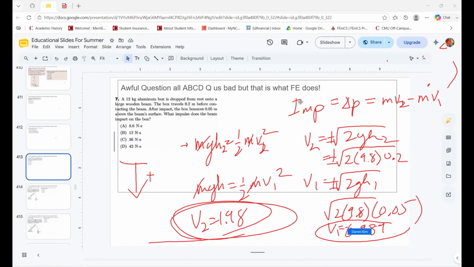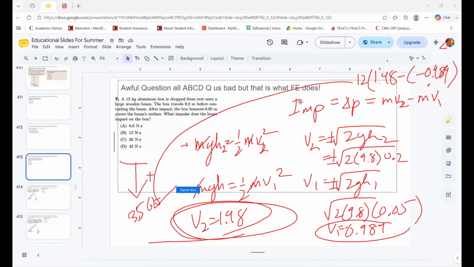So all you have to do is 12 times parentheses 1.98 minus parentheses minus 0.98. Go into your calculator and you get about 35.628, which is about C. So you plug in C and you're good.